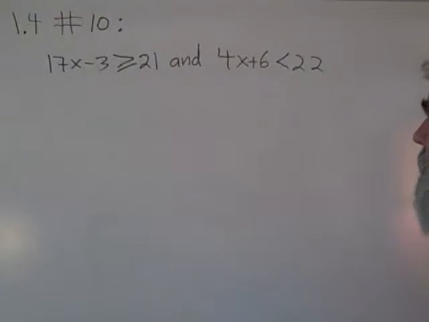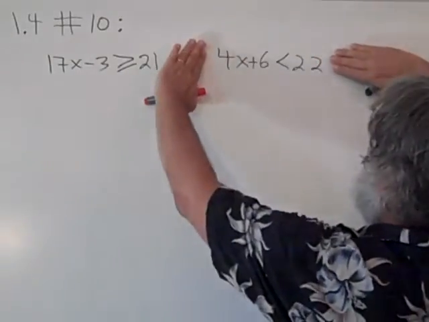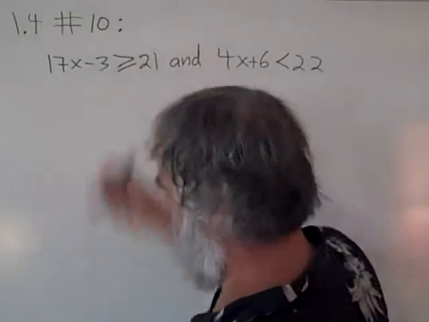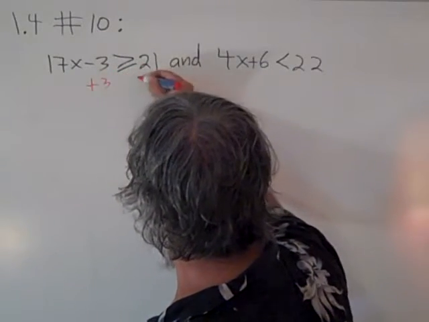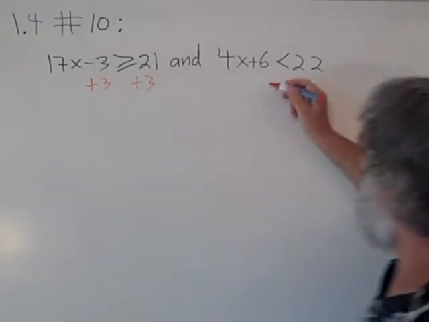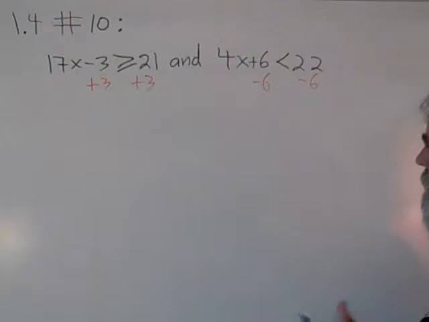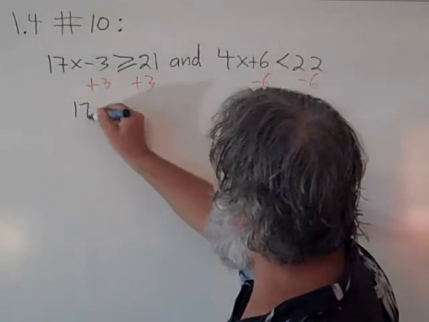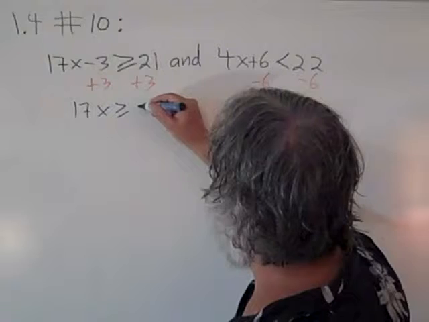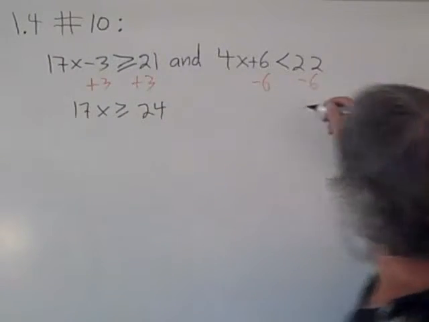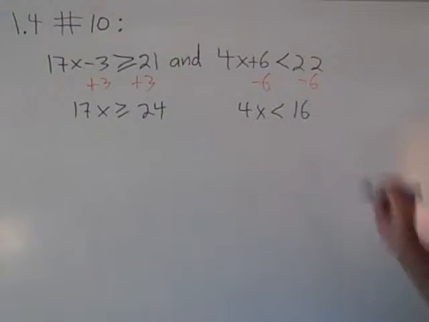Okay, here's another compound inequality problem where there's two linear inequalities that we need to solve first. So to solve this first one, we can start by adding 3 to both sides, which will isolate the x term. This one, we take the 6 away from both sides, it'll isolate the x term. So this one becomes 17x is bigger than or equal to 21 plus 3 is 24. And this one, 4x is less than 16.